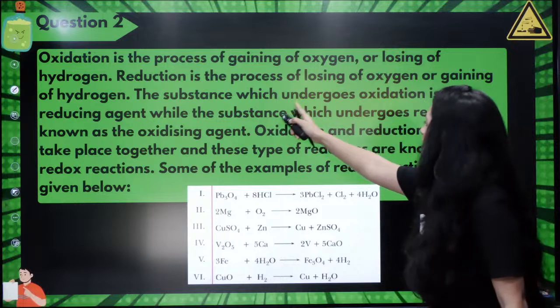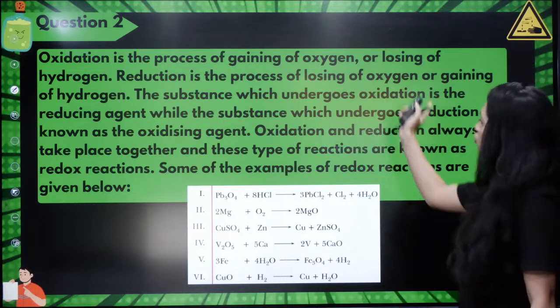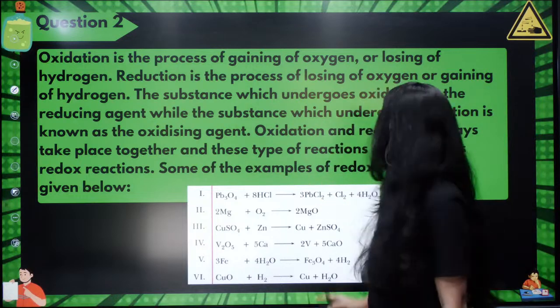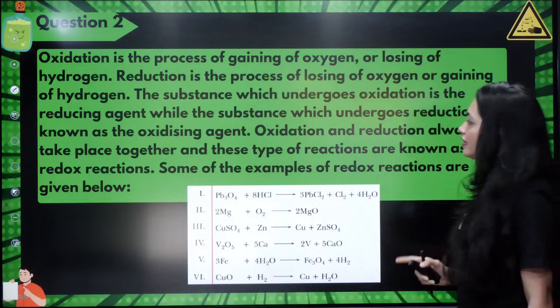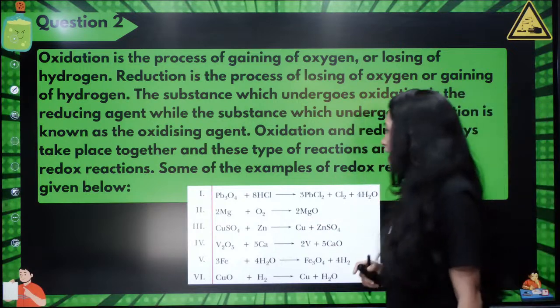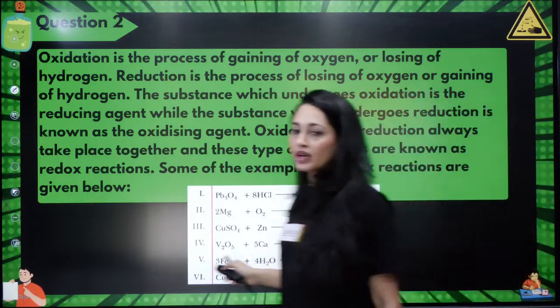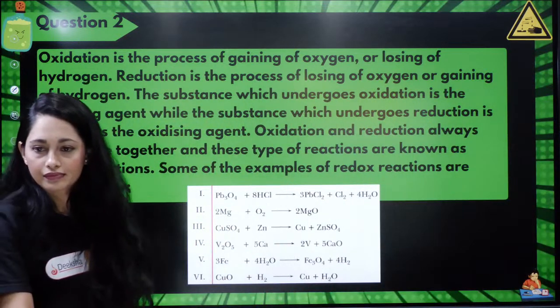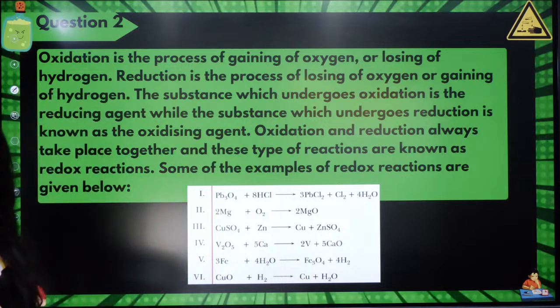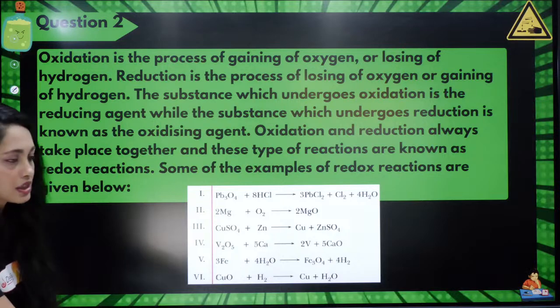The substance which undergoes oxidation is the reducing agent, while the substance which undergoes reduction is known as the oxidizing agent. Oxidation and reduction always take place together, and these types of reactions are known as redox reactions. Some of the examples of redox reactions are given below. There are a few examples that are given here. Look at the paragraph again, read it. Let me show you the questions.